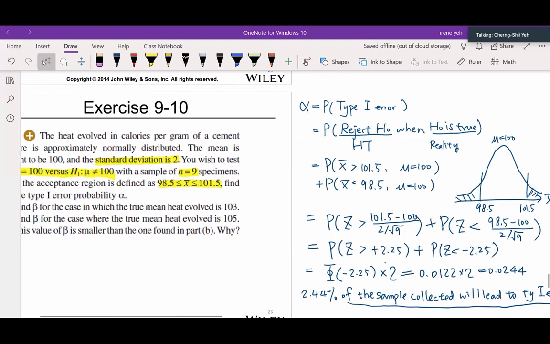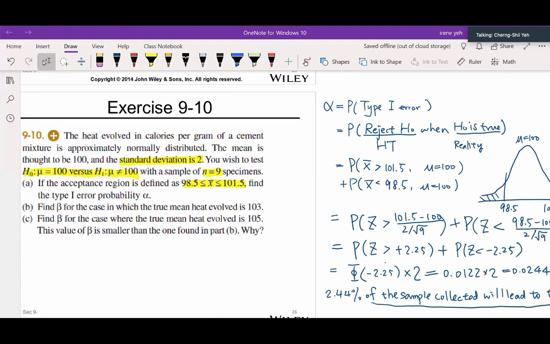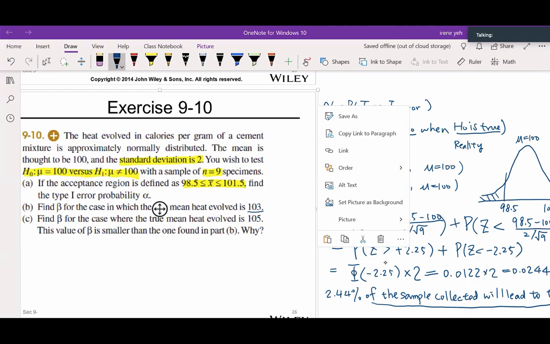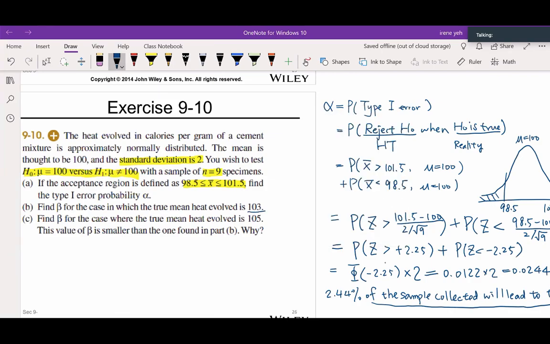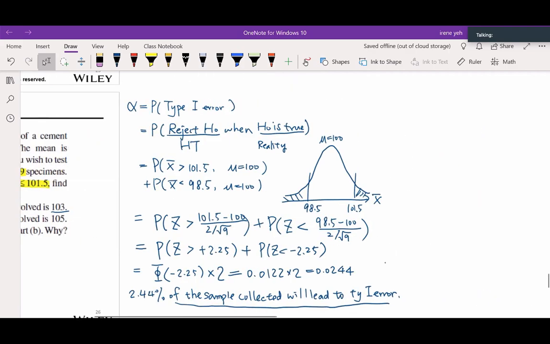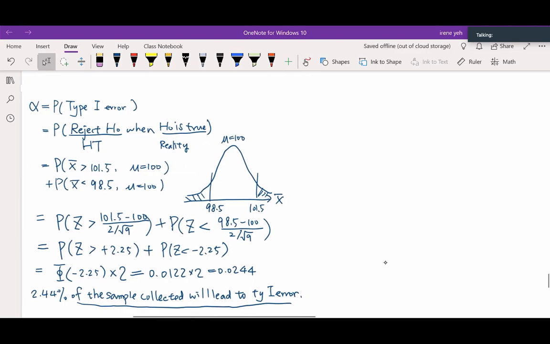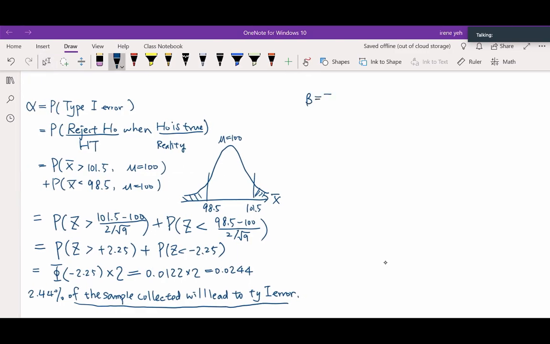Okay, let's go to the next question. B and C are very similar. Question B, find the probability of making a type 2 error for the case where the true mean is 103. Okay, let's look at this first. Let's write down the definition of type 2 error again. Probability of a type 2 error.